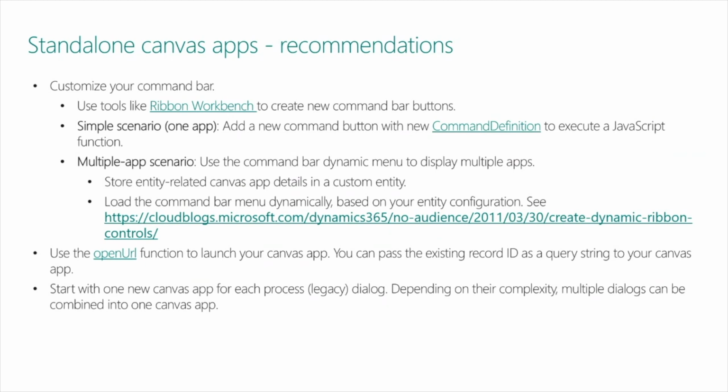You can dynamically load the command bar fly out menu, and this is a link to how to create and configure a dynamic ribbon command bar button. You can use the open URL function to launch your Canvas app, and you can also use that to pass on the existing record ID as a query string to your Canvas app, so the Canvas app gets the context of the Dynamics record and can preload or set the default values if needed.